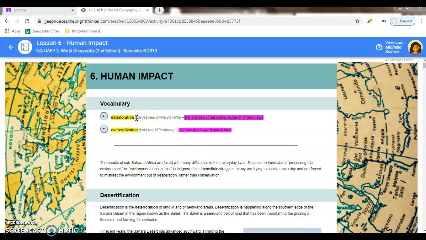Of course, you're going to write these down as these are the answers to your questions, or to your homework assignments. So we start with deterioration, which is the process of becoming worse or of less value. And then next is overcultivation, which is overuse or abuse of arable land.